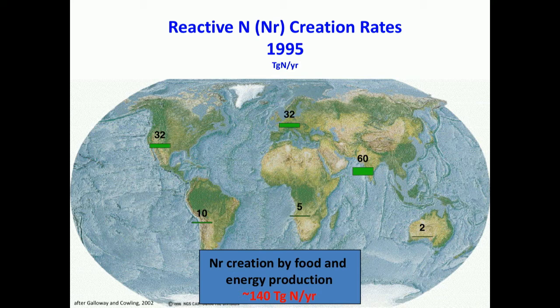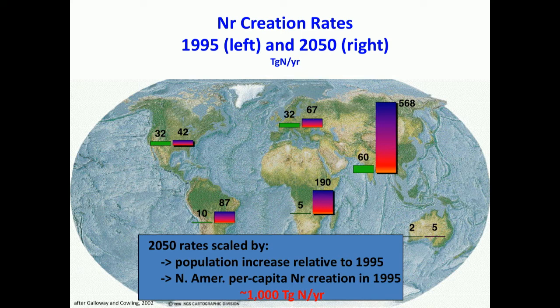What would it look like in the year 2050 if everybody in the world had the same reactive nitrogen creation rate as those of us in North America, which in this year was 100 kilograms of nitrogen per person per year, converting N2 to reactive nitrogen? This is not going to happen by 2050, but we are on the trajectory of every year creating more reactive nitrogen to fuel our bodies, to fuel our planet.